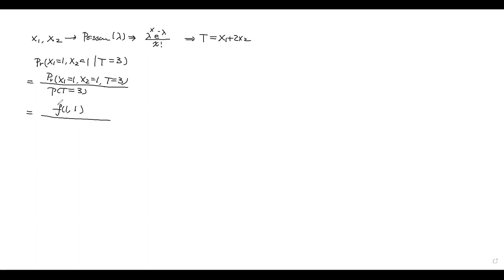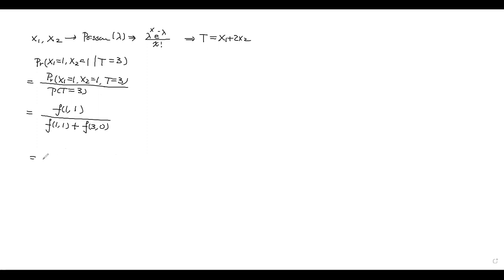The denominator is the probability T equal to 3. We have two situations here where T can be equal to 3. One is X1 equal to 1, X2 equal to 1. But we can also have another situation, which is X1 equal to 3 and X2 equal to 0.